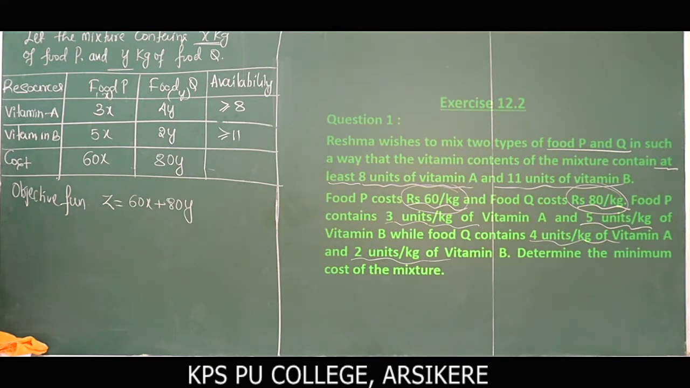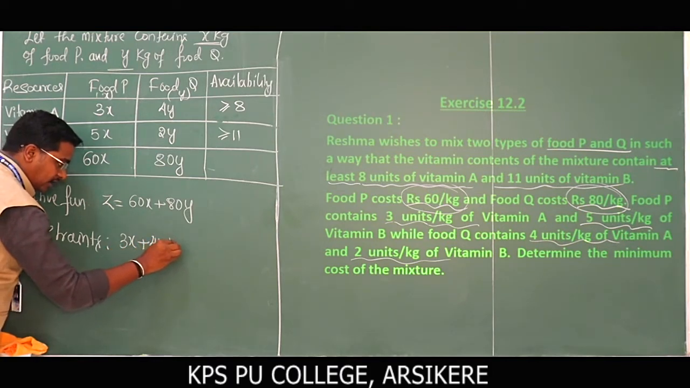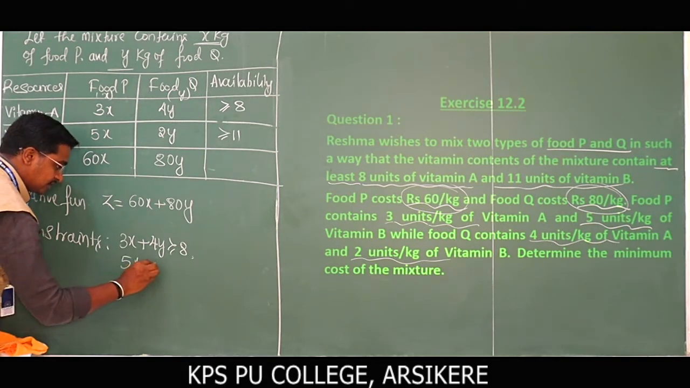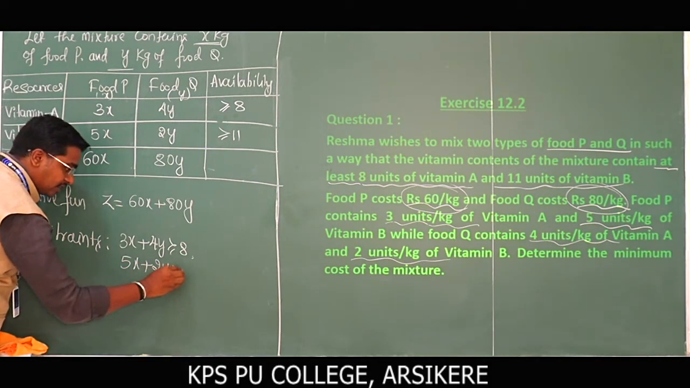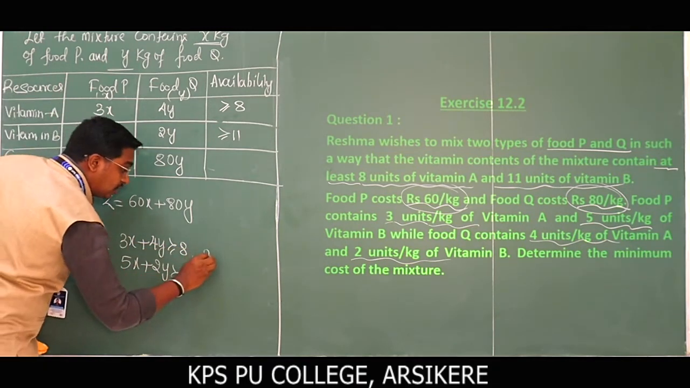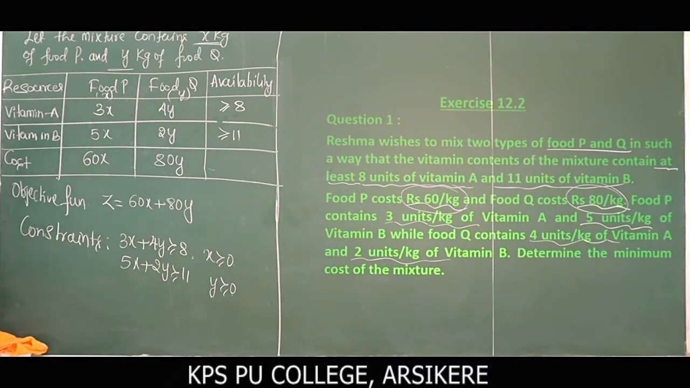Now find the constraints. Constraints for vitamin A and B. What constraints do we get? The first one, 3x plus 4y greater than or equal to 8, and the second one, 5x plus 2y greater than or equal to 11. And remember, x and y are non-negative, x greater than or equal to 0 and y greater than or equal to 0. Clear? These are the constraints and this is the objective function.